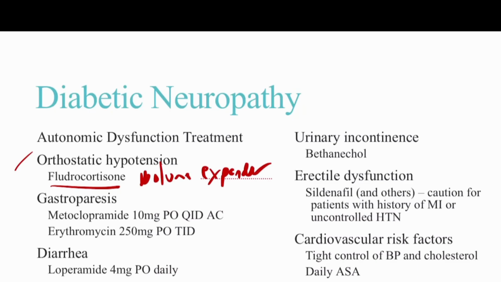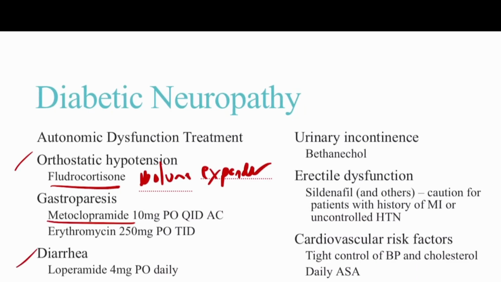It's a steroid, so where do steroids come from? Adrenal cortex. Which one deals with volume? Aldosterone. Okay, aldosterone. Gastroparesis, what's that? Slowing of the stomach, it stops moving. Again, autonomic dysfunction. You give Reglan, that's what metoclopramide is.